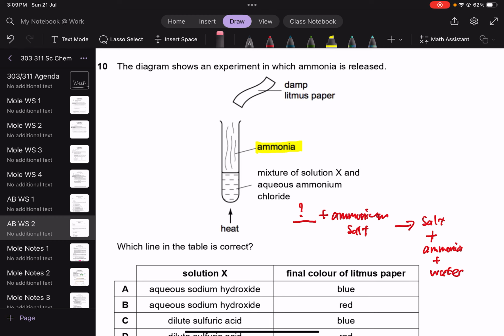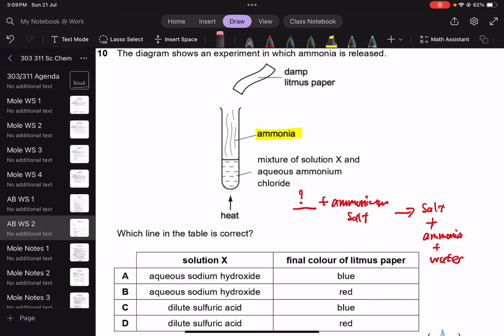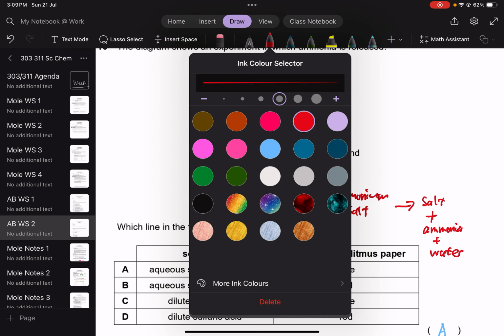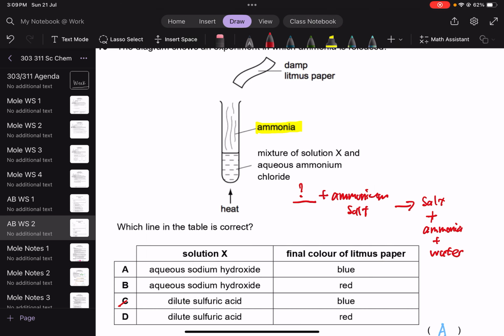Next, let's look at question 10. Question 10 is asking you to deduce the identity of solution X. It is a mixture of solution X and aqueous ammonium chloride, and because of this, ammonia gas is produced. So now we are trying to deduce what it is. As we know, an alkali is able to react with ammonium salt to form salt, ammonia, and water. So therefore, in this question, you can eliminate options C and D. It must be an alkali.